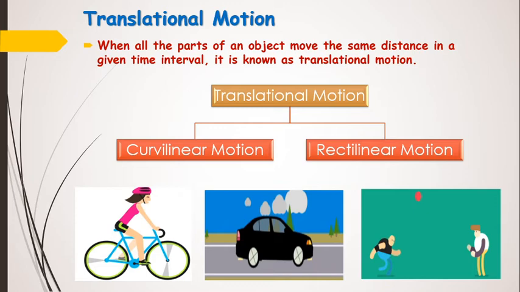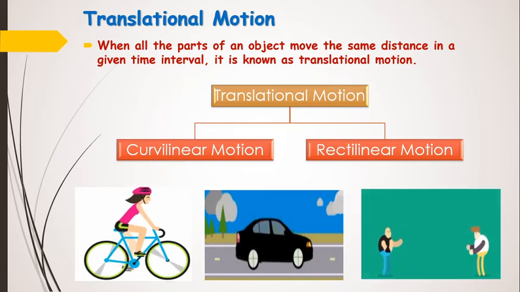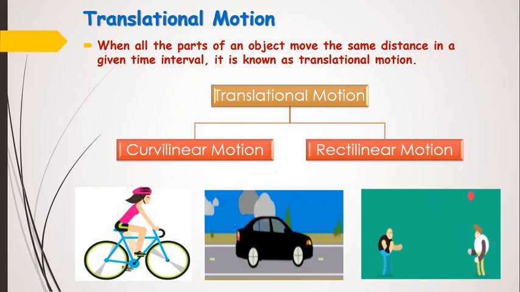Let us see few examples of this motion. A girl riding a bicycle moving on a straight path is an example of rectilinear motion. A car moving on a straight path is also an example of rectilinear motion. A ball thrown in the air follows a curved path, which is an example of curvilinear motion.